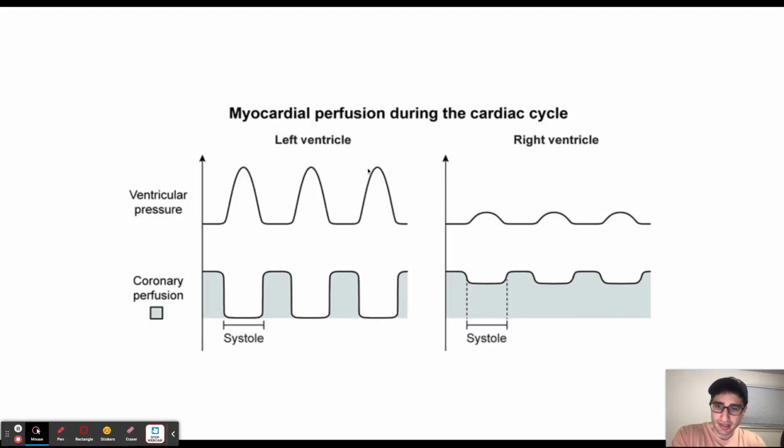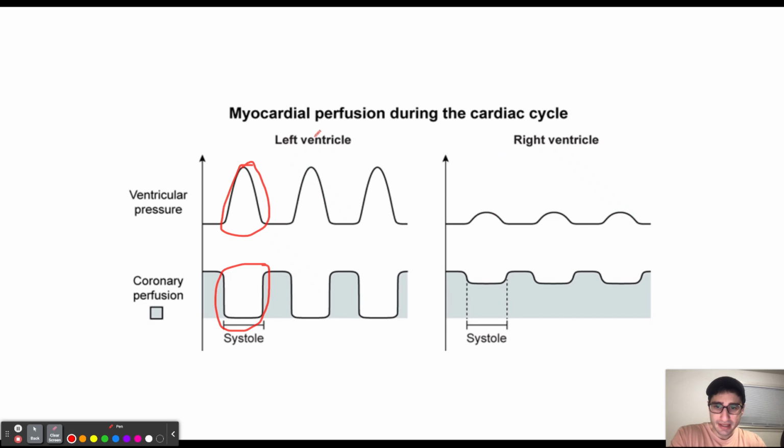Now, in this slide, what we see is ventricular pressure in the left ventricle versus the right ventricle. As you can see, ventricular pressure is much greater in the left ventricle than the right ventricle. Because the pressure in the left ventricle, as you can see over here during systole, is very high. We don't really have blood flowing to the left ventricle during this time. Remember, blood likes to flow from areas of high pressure to low pressure. So, because we have so much pressure within the left ventricle during systole, blood is not going to like to flow there.